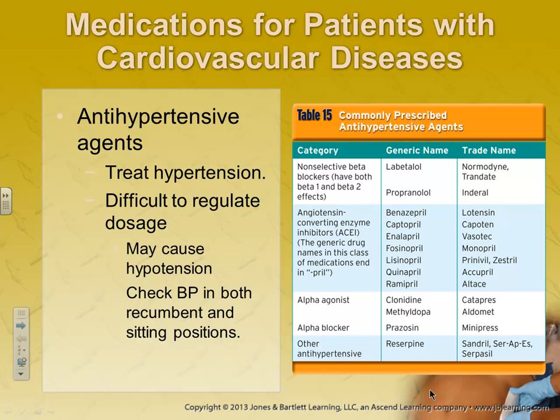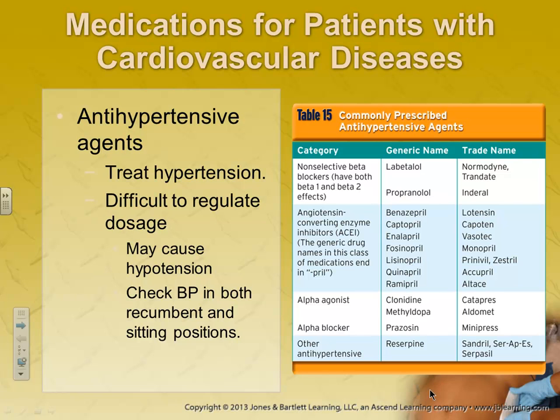Antihypertensive agents are going to be your beta blockers and your ACE inhibitors, your angiotensin converting enzyme inhibitors. Where does the renin-angiotensin system occur? In the kidneys. So your ACE inhibitors are going to be prils, P-R-I-L. Some of these are alpha agonists or alpha blockers.